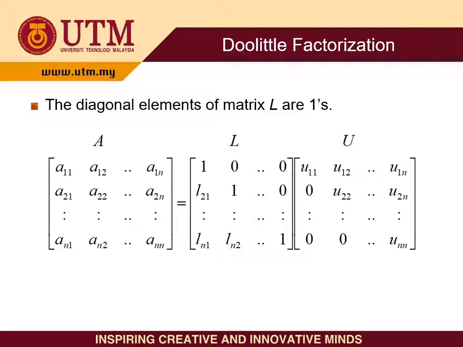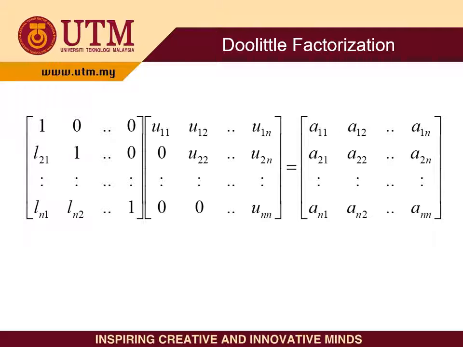So we start with Doolittle factorization. The diagonal elements of matrix L are 1s. So the diagonal is 1, and we have A equals LU, where A is the lower triangular multiplied by the upper triangular. This is the lower triangular, and when you multiply by the upper triangular, you will get your answer for the A's.